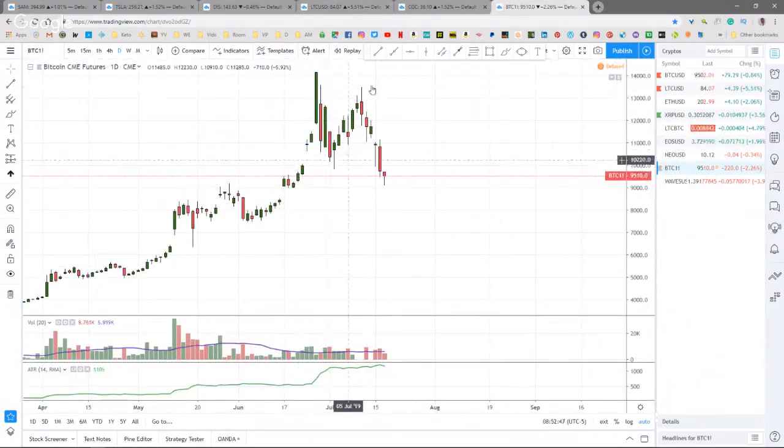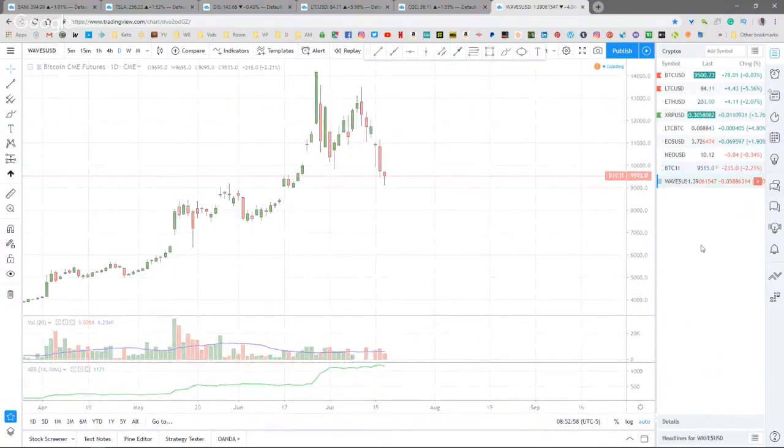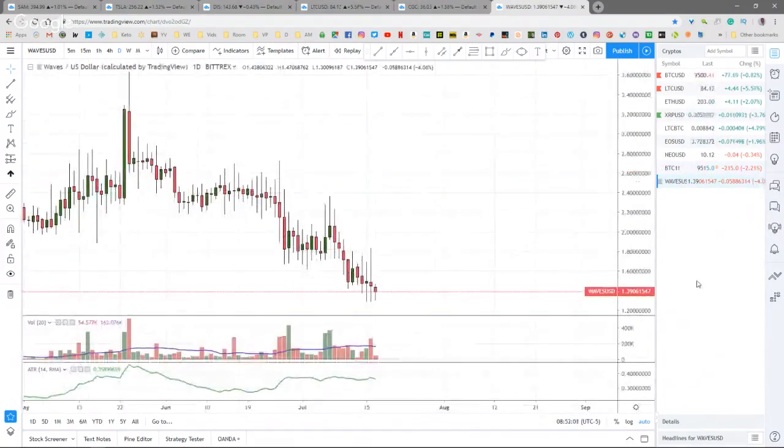Bitcoin Cash, I don't even know why I'm still looking at this, because it doesn't seem to be doing anything. It's a nice 1, 2, 3 reversal that just triggered here. But I haven't ever taken any trades in Bitcoin Cash. And waves, I don't even know why I'm looking at waves either. But I just find some that I like and I look at them.